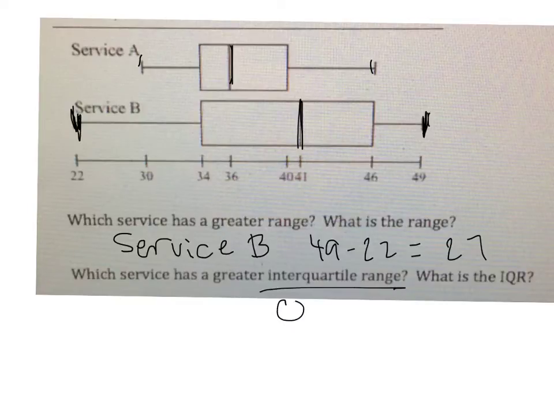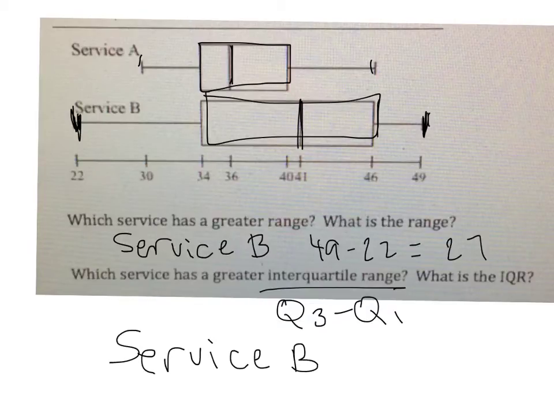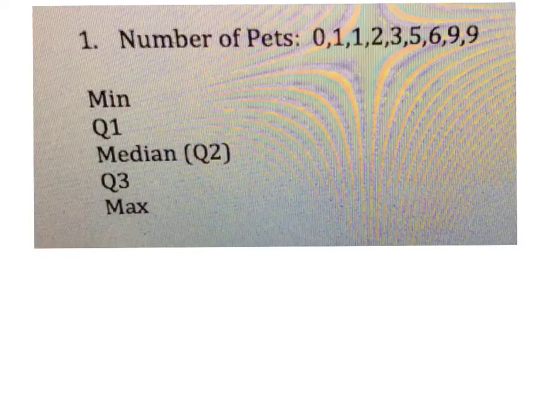That is Q3 minus Q1, the space in between the two quartiles, which is really just the box. So when they ask which one has the greater interquartile range, meaning which one has the bigger box, it's service B again. The interquartile range is 46 minus 34, which is 12. Now we have to actually make them.